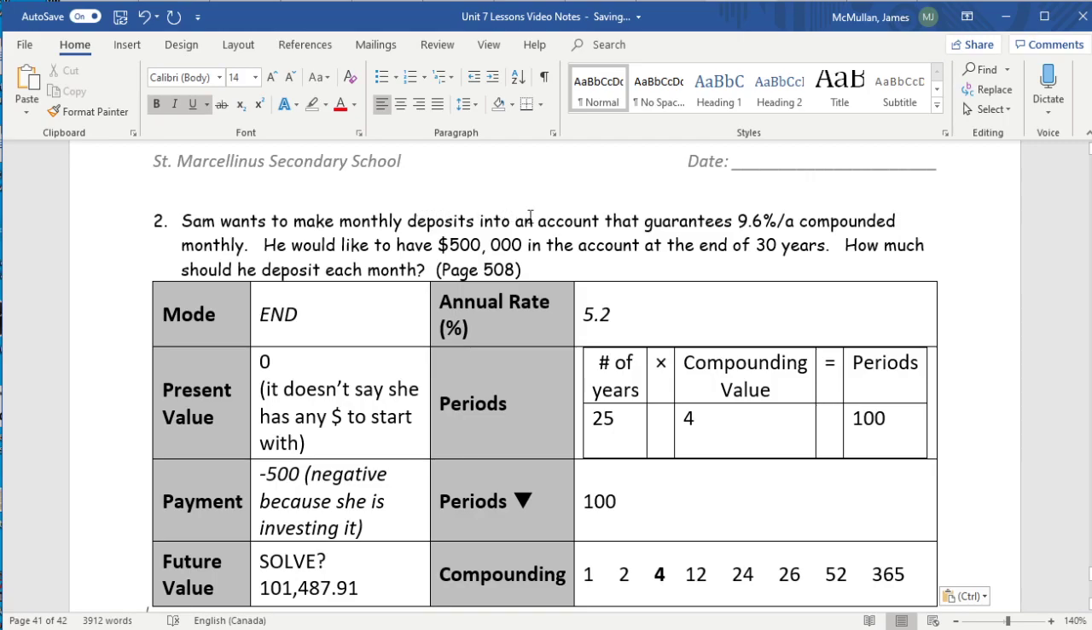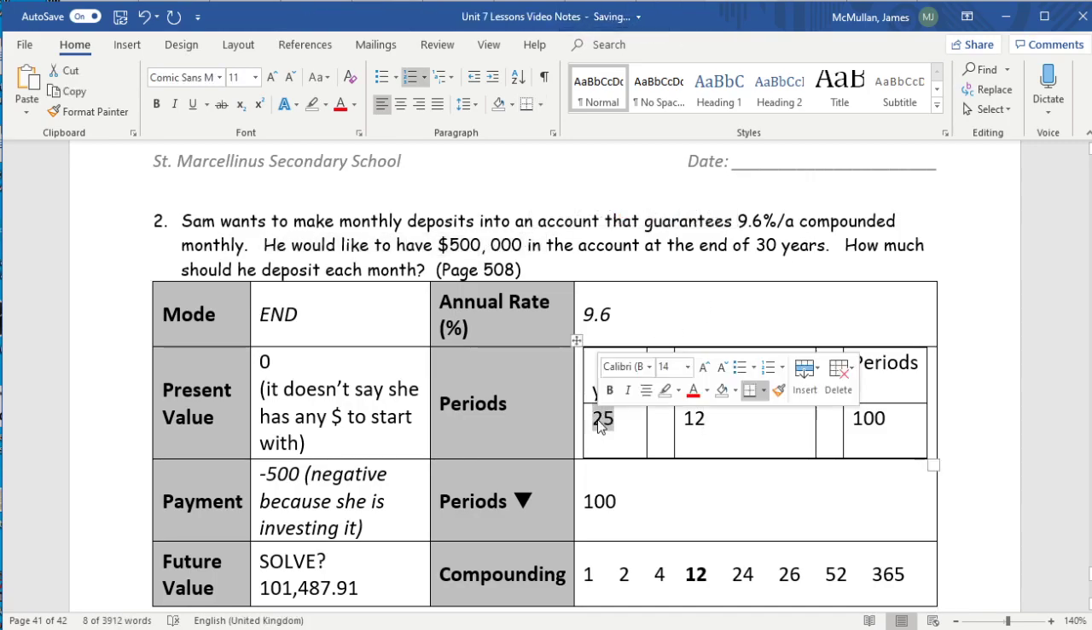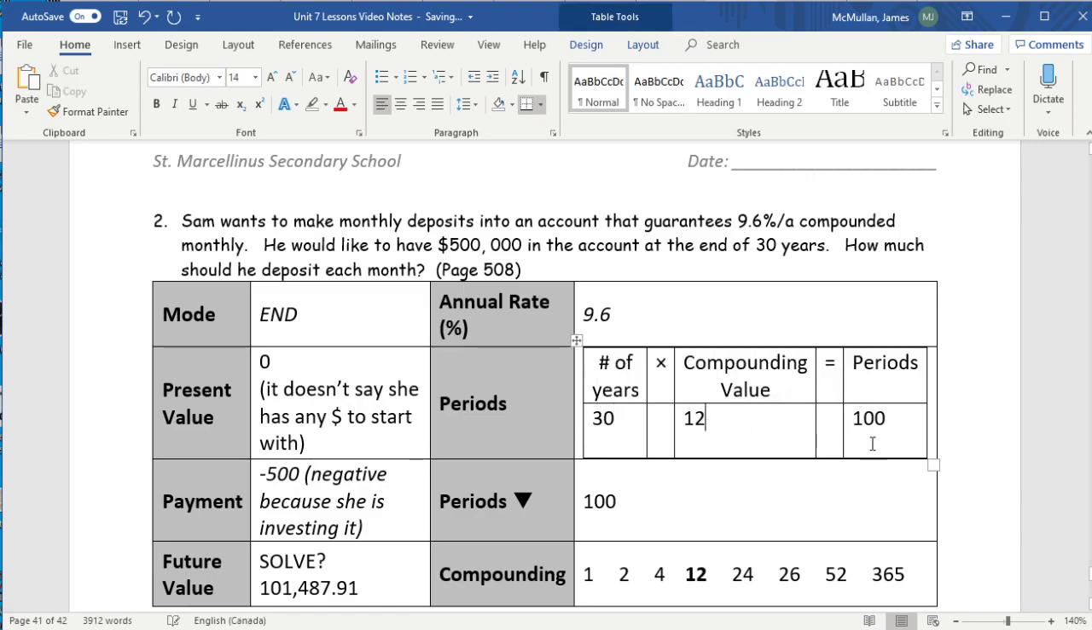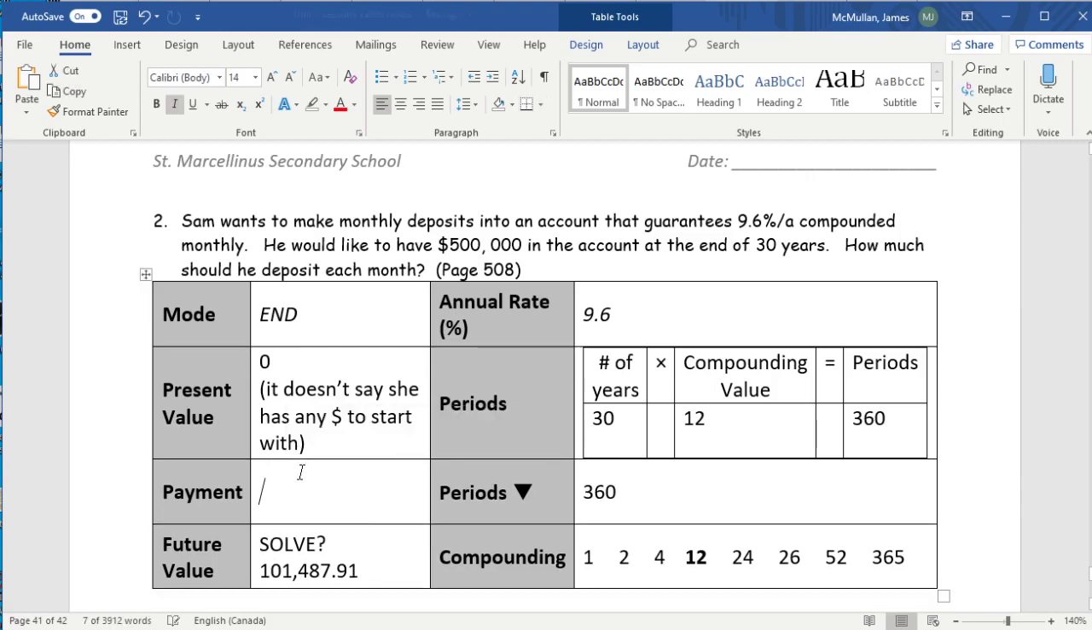He wants to make monthly deposits into an account that guarantees 9.6% interest compounded monthly. So let's get monthly highlighted and change our compounding value to 12. He would like to have $500,000 in that account at the end of 30 years. So 30 years times 12 compounding is 360 periods. So 360 months from now, which is 30 years from now, he wants to have this amount, which is what we're going to solve.